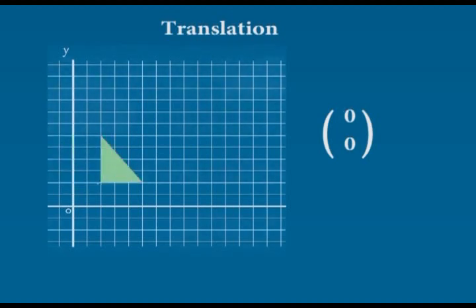The y coordinate tells us how far up or down the object moves. A positive number means the shape moves up, and a negative number means a downward movement. Notice that the figures do not change in their shape or size.